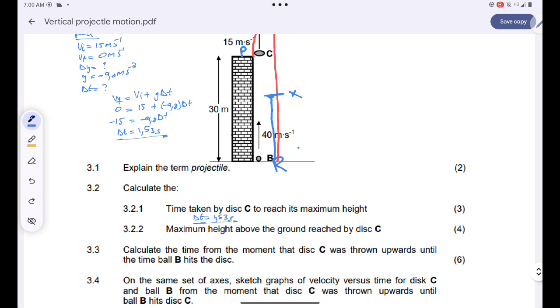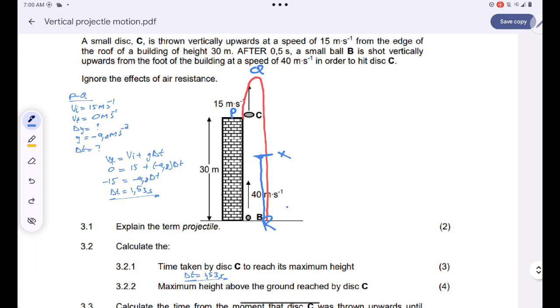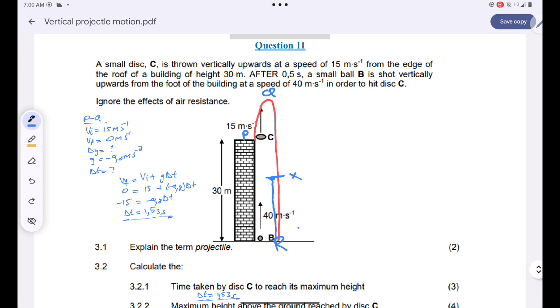Okay, then the second question: they want us to find the maximum height above the ground reached by disk C. We already know that from the ground to the top of the building is 30 meters. So for us to find the maximum height above the ground, we just need to find the distance traveled by the ball from P to Q and then add it to 30.